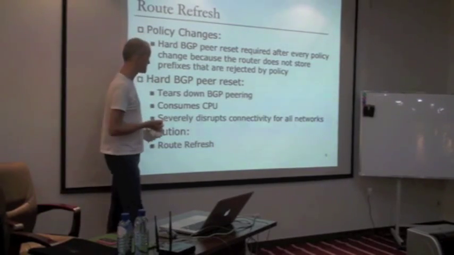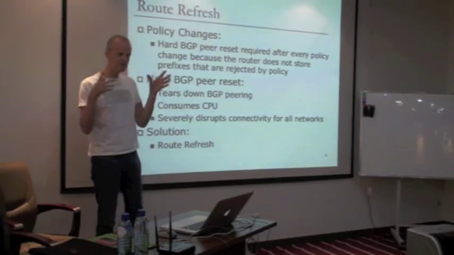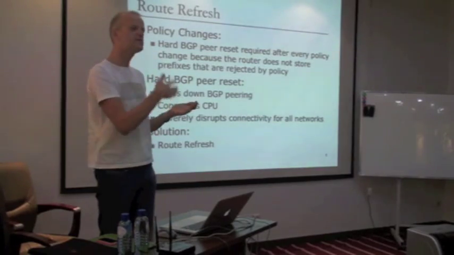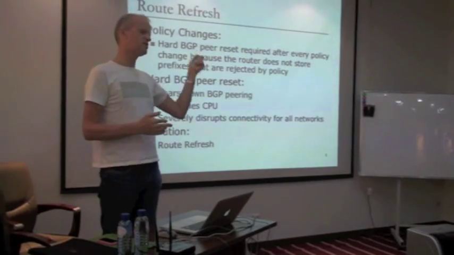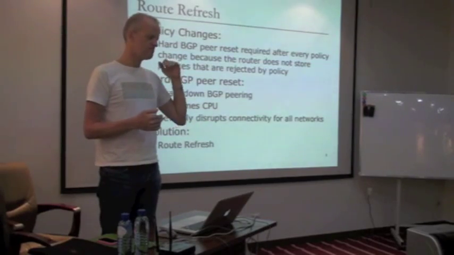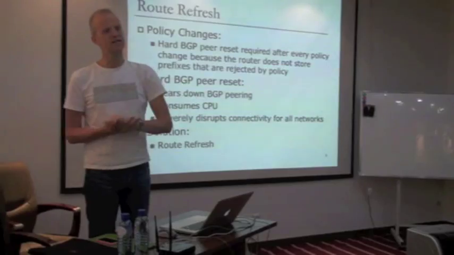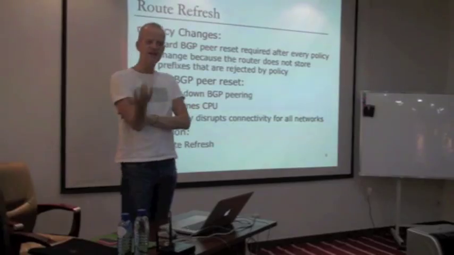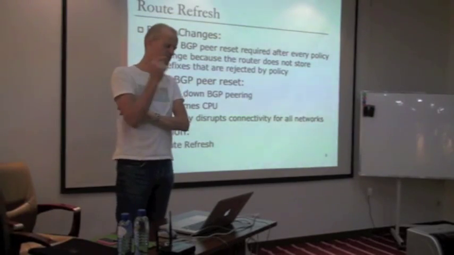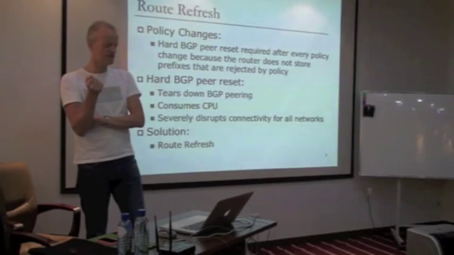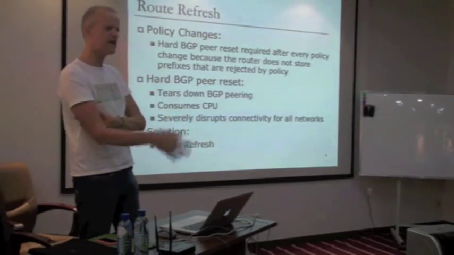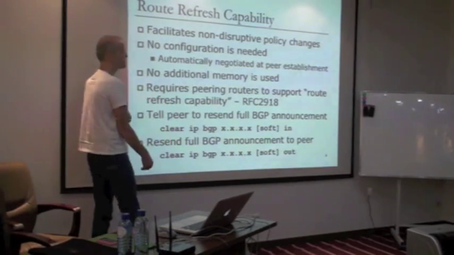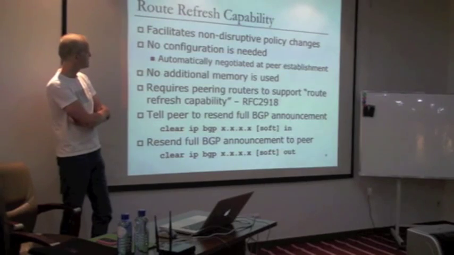So the solution for this is something called Route Refresh. And it's a BGP feature such that when you need to make a policy change, you send a message to the neighboring router saying, my policy has changed, please update your announcements to me. And so if you want to refresh your inbound policy, you send a message to the neighboring router and it will resend its BGP feed to you. Same thing, route refresh can work outbound as well. You can resend your full BGP announcement through your new filters to the neighboring router.